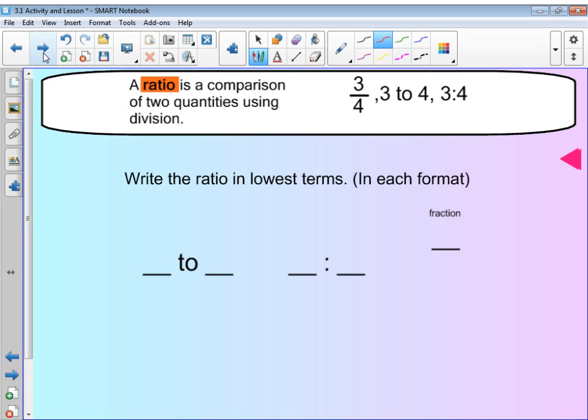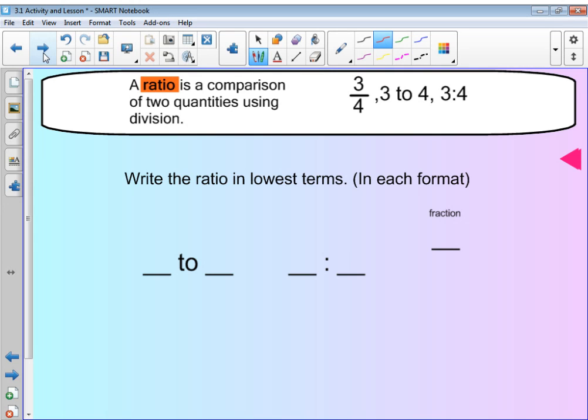Okay, so our lesson: a ratio is a comparison of two quantities using division. For example, we might do dollars and hours, or we might do boys to girls or something like that. So a ratio is going to compare two things, and we're going to use division.